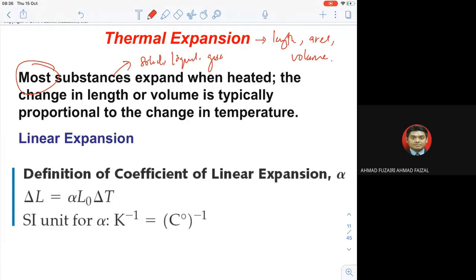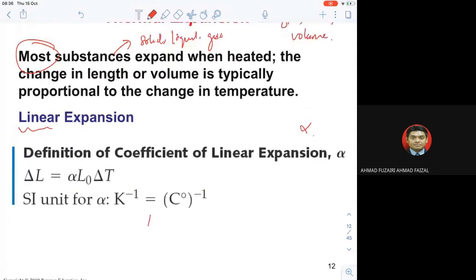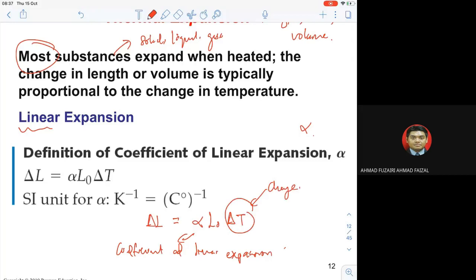First of all is the linear expansion. When we talk about linear expansion, what can we understand? Linear expansion is basically length, the change in length. In linear expansion, they will use alpha. So the equation is delta L equals alpha, the coefficient of linear expansion, times the original length, L0, times delta T. What is delta T? The change in temperature.